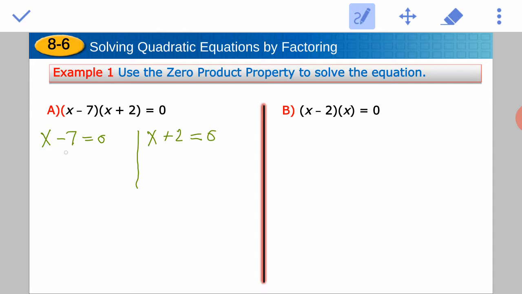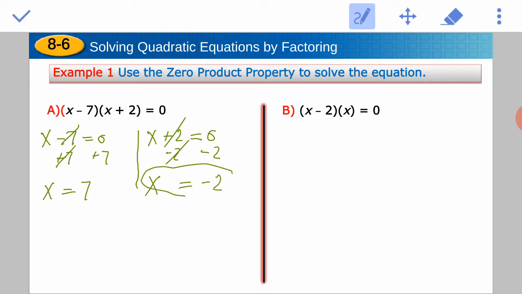To isolate the x in this equation, you undo negative 7 by adding its opposite, plus 7. Now you cross out this negative 7 and the plus 7, and x is equal to 0 plus 7, which is 7. To undo the plus 2, you subtract 2 from both sides. x equals negative 2. You can check your solution all the time. If you plug 7 or negative 2 into the original equation, you will end with a true statement.